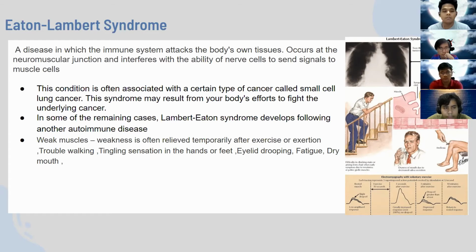Next slide. And the last disease that I will talk about is Lambert-Eaton syndrome, which is a disease where the immune system attacks the body's own tissues. It occurs at the neuromuscular junction and interferes with the ability of nerve cells to send signals to the muscle cells. This condition is associated with a certain type of cancer called small cell lung cancer, and the syndrome may result from your body's effort to fight the underlying cancer. In some remaining cases, Lambert-Eaton syndrome develops following another autoimmune disease. Symptoms include weak muscles, which get temporary relief after exercise or exertion, trouble walking, tingling sensation in the hands or feet, eyelid drooping, fatigue, and dry mouth. And I will pass to the next presenter.